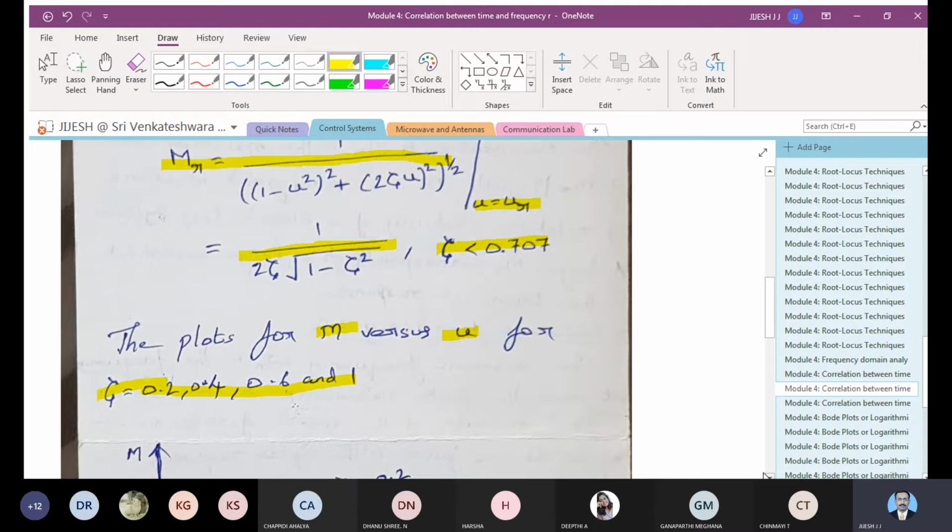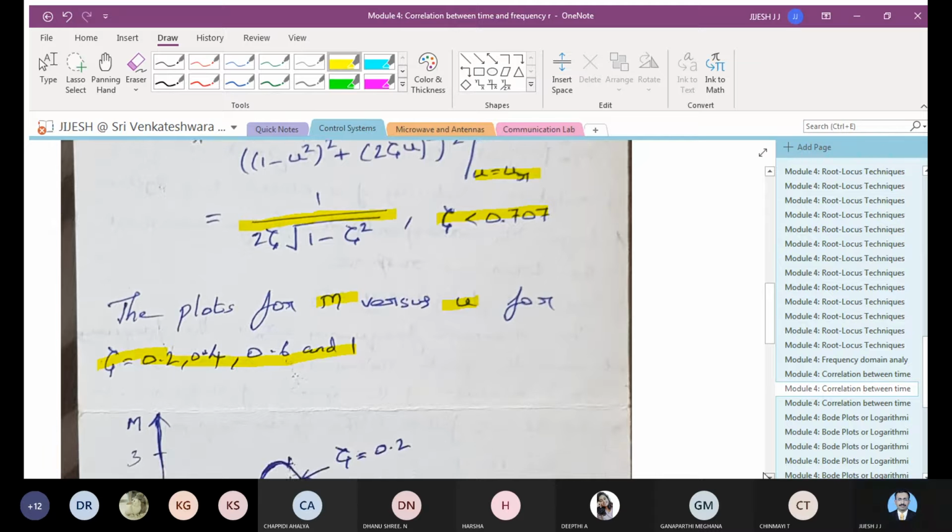These are a few theory concepts which you have to understand if you are going with Mr or omega r as well as the bandwidth. So one of the plots is when the values of M vary, M versus u, and where zeta varies for the different values of 0.2, 0.4, 0.6 and 1, how the graph will look like. So we are going to see that.